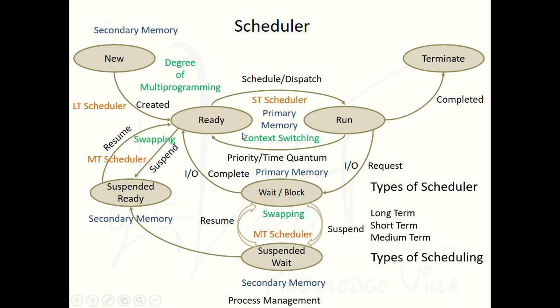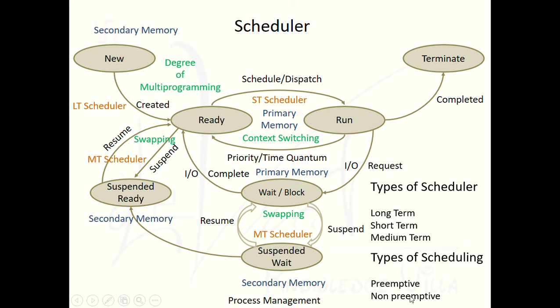Like first process P1 will run, then P2 will run, then P5 will run, then P7 will run. So we are scheduling the processes. This is known as process scheduling. Same thing, we are scheduling the CPU. First the CPU will be allocated to process P1, then to process P2, then to process P5, then to process P7. This is known as CPU scheduling. So don't be confused between process scheduling and CPU scheduling. Both mean the same thing.